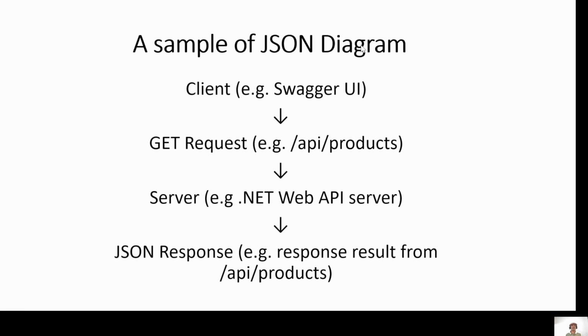Please look at a sample JSON diagram. In our example, Swagger UI acts as a client. From the Swagger UI, we are sending a request, which is a GET request, to the .NET Web API server. For example, we are sending an API/products request to this server. Then the .NET Web API server will process this request on the server side and send back a JSON response to the Swagger UI.